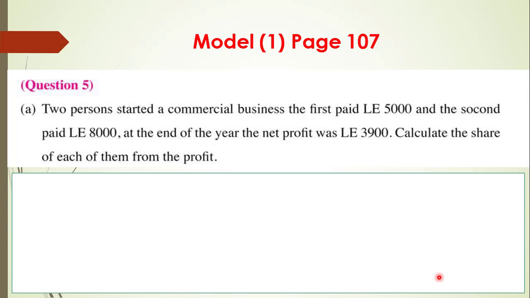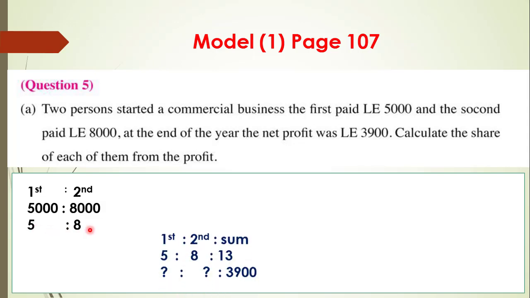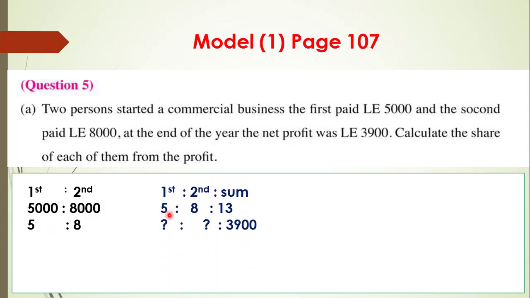Okay, this is very easy. A ratio between two numbers. The first paid 5,000 and the second 8,000. By simplifying, dividing by 1,000, the simplest form is 5 to 8. Now we will take the simplest form and we have the summation 3,900. And the summation here, 5 plus 8 equals 13.